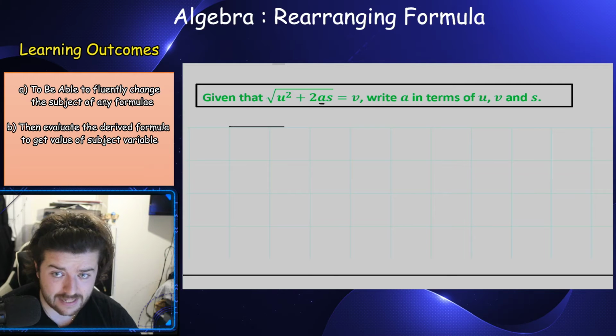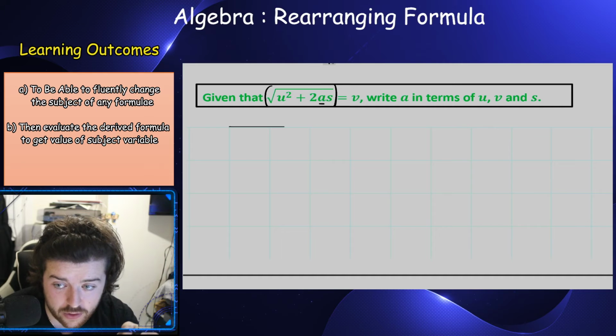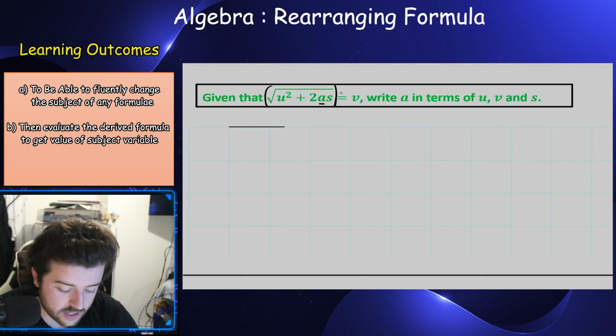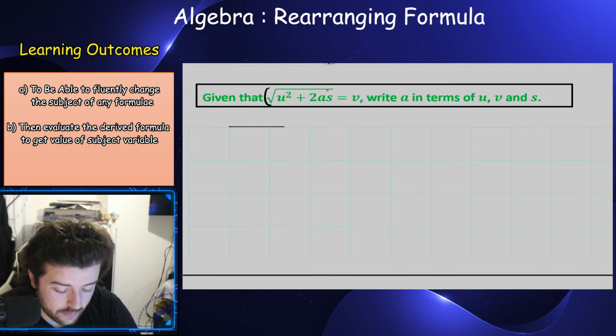Step 3, BIMDAS backwards. Now, this is where it gets a bit tricky. Now, am I adding or subtracting anything to the term that contains a? So am I adding or subtracting anything to this? No, because this is all trapped under the square root. No, I'm not. So I'm going to leave it. Am I multiplying or dividing this square root by anything? No, I'm not. So I'm done.